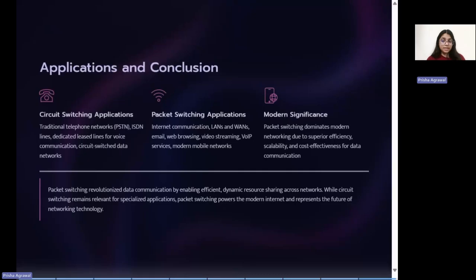Understanding these two switching techniques is essential for anyone studying computer networks because they form the foundation of how data communication systems operate today.